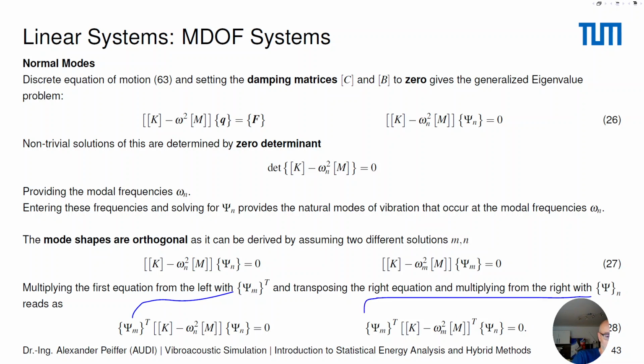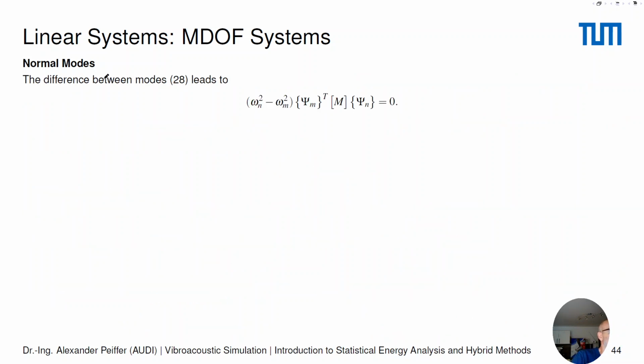Good. In the next step, we take the difference between those two modes, and this would lead to this equation. What does it say to us? Normally, we have to assume that the modal frequencies are not the same. But this requires that this equation here must be 0 for all indices that are not the same. And this is the orthogonality property.